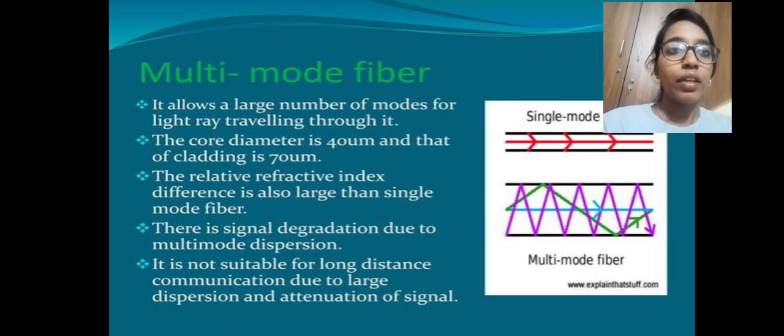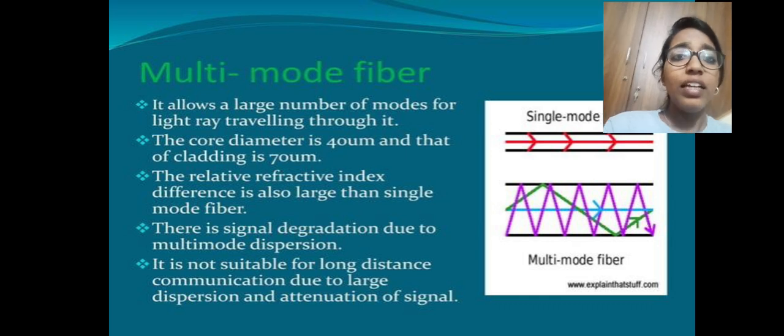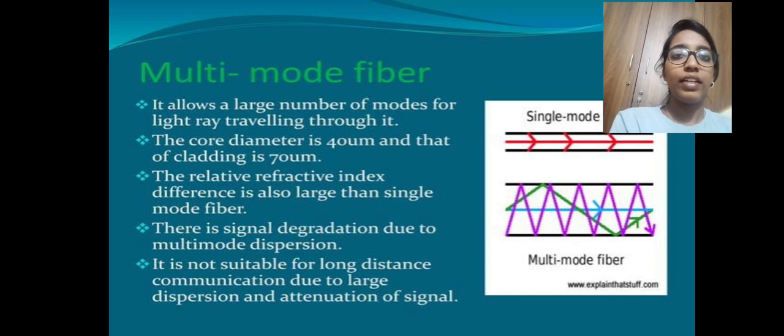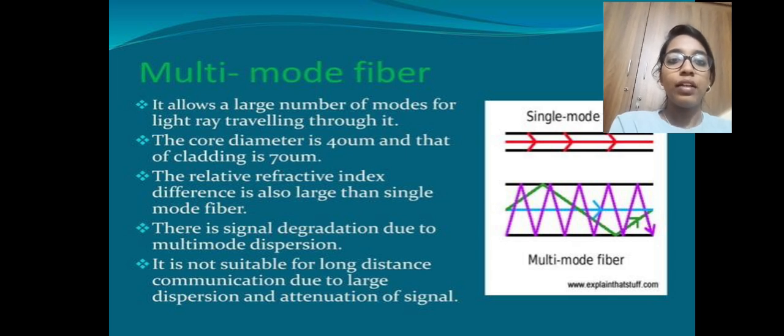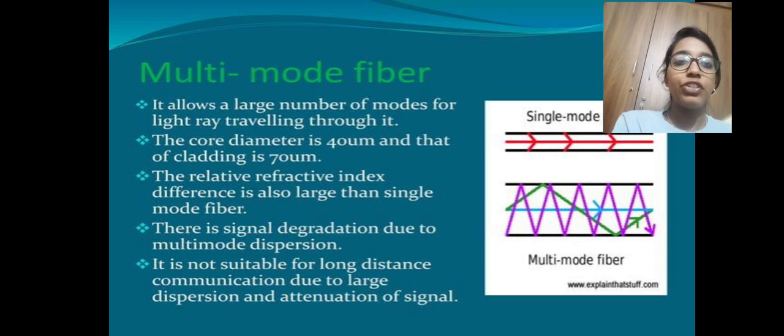Multi-mode fiber. It allows a large number of modes for light rays traveling through it. The core diameter is 40 µm and that of cladding is 70 µm. The relative refractive index difference is also larger than single mode fiber. There is signal degradation due to multimode dispersion. It is not suitable for long distance communication due to large dispersion and attenuation of signal.